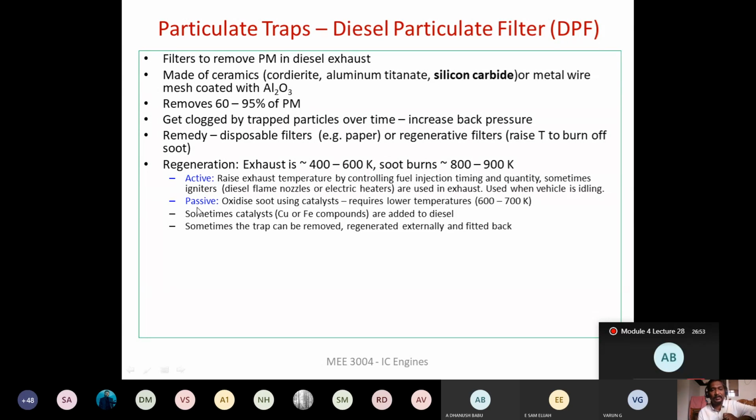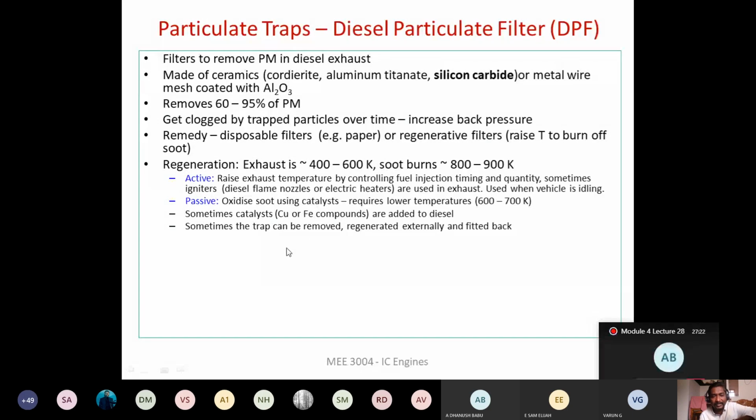Other option is to go for a passive filter. In the case of a passive filter, to remove the soot deposit, we have to oxidize the soot using some catalyst. Along with the fuel, we will be adding some amount of copper or iron compounds. These are some of the catalysts which are added along with the diesel fuel, and this will make the soot get oxidized. Soot is nothing but carbon. When it gets oxidized, it is going to leave us CO2, right?